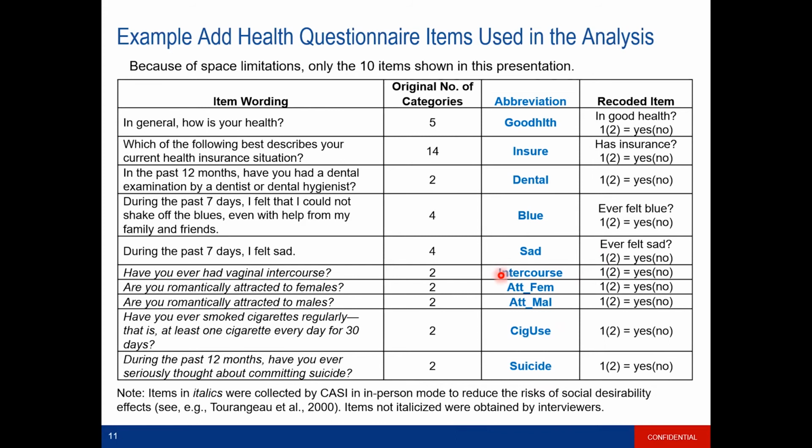As you can see from those items, some of them are more factual, for example, having insurance, but some of them can be very sensitive, like intercourse or sexual preference or suicidal thoughts. So there are different items here that we are examining.